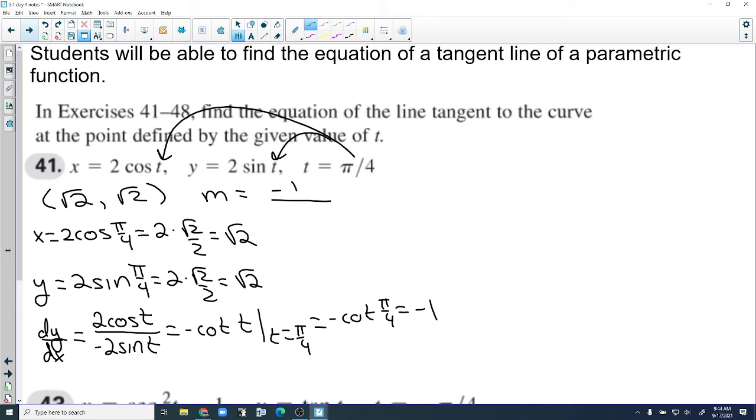Slope is negative 1, so here's the answer. Y minus square root of 2 equals negative 1 times x minus square root of 2. So there's the equation of the tangent line.